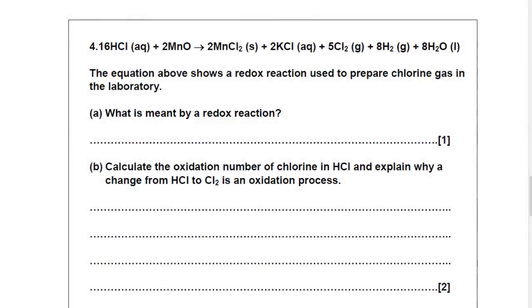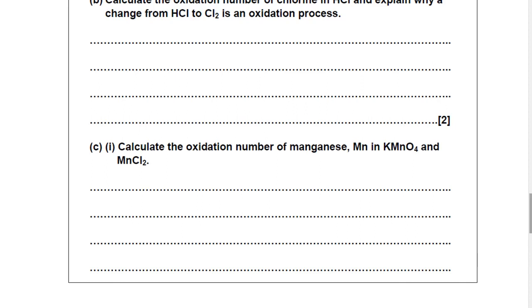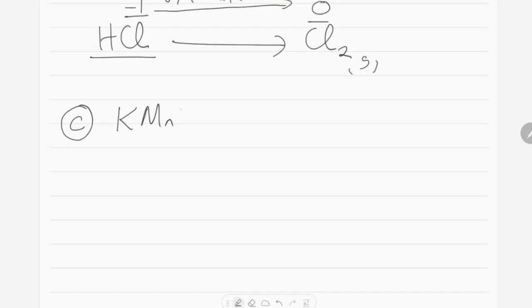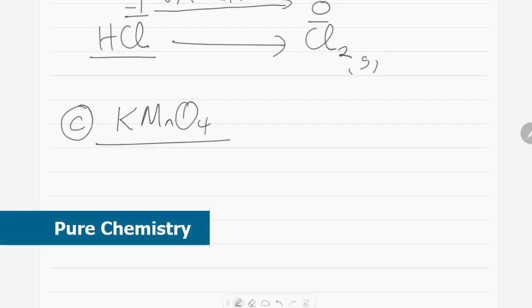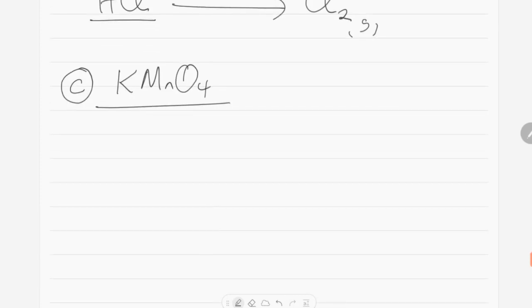The question reads, calculate the oxidation number of manganese in potassium manganate and manganese chloride. So we have potassium manganate, and we want to find the oxidation state of manganese in this. For potassium, we know it is 1. So for manganese, we're going to say let it be X.